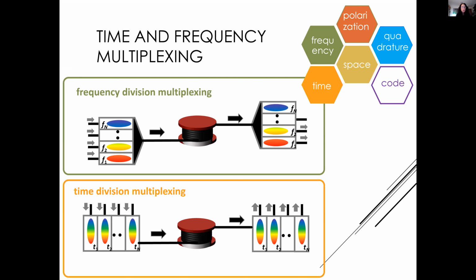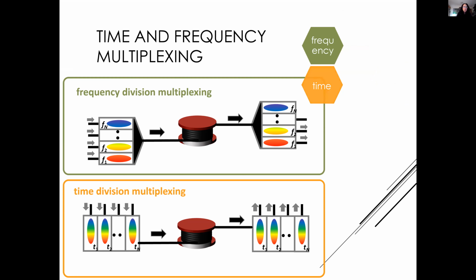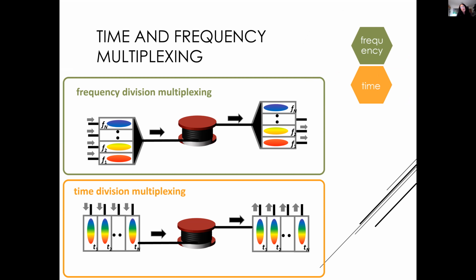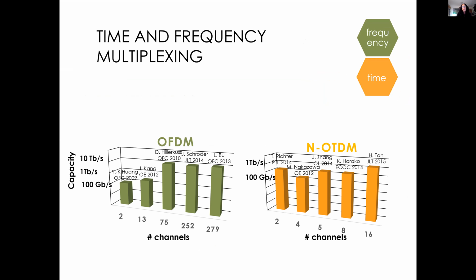In time division multiplexing, I transmit the channel sending one byte after the other, in time domain, of course, and then we need a very fast receiver to receive all the bytes. Both systems have pros and cons, of course. And there have been many different experiments for both optical frequency division multiplexing, so multiplexing channels in the frequency domain, and OTDM, multiplexing channels in the time domain.